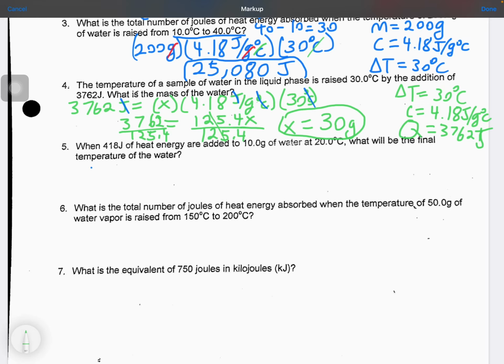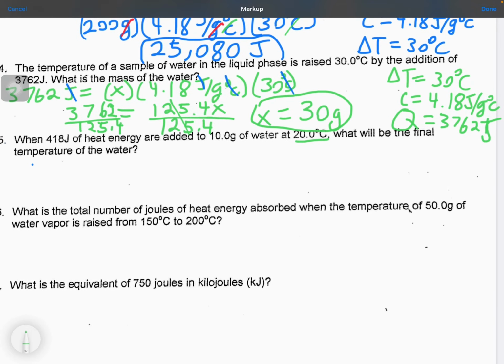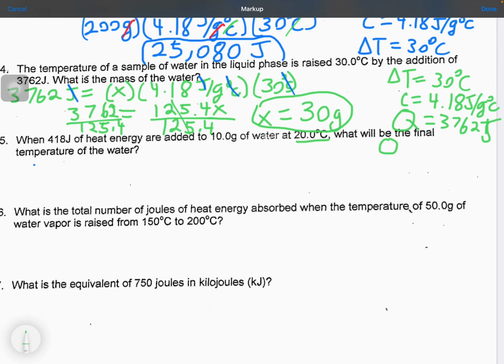We'll do 2 more problems and then we will call it a day. So, number 5. When 418 joules of heat are added to 10 grams of water at 20 degrees Celsius, what will the final temperature of the water be? This is a tough one, but don't let it trick you. We know that it is going to be a specific heat capacity because, again, it gives us a numerical temperature value. So, let's see what we're looking for. We are given our energy, so our Q is equal to 418 joules. We are given our mass, which is 10 grams.